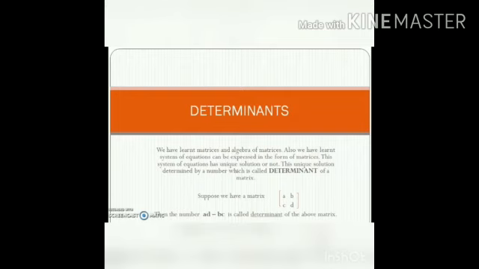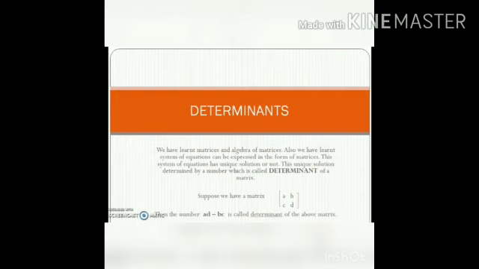When we express a system of linear equations in the form of a matrix, it has either a unique solution or not. And this unique solution is determined by the value AD minus BC. And this value is known as our determinant.